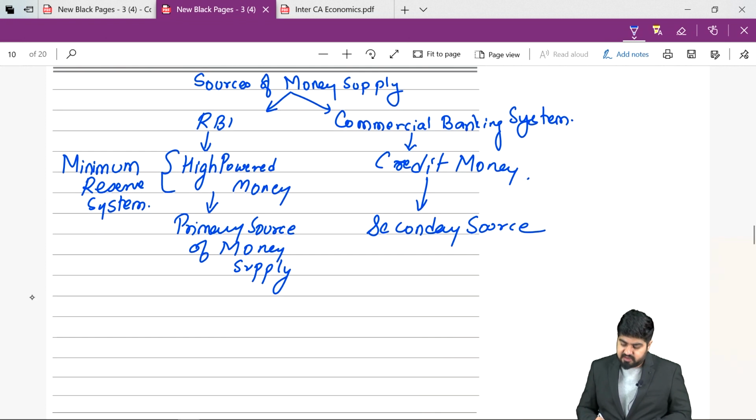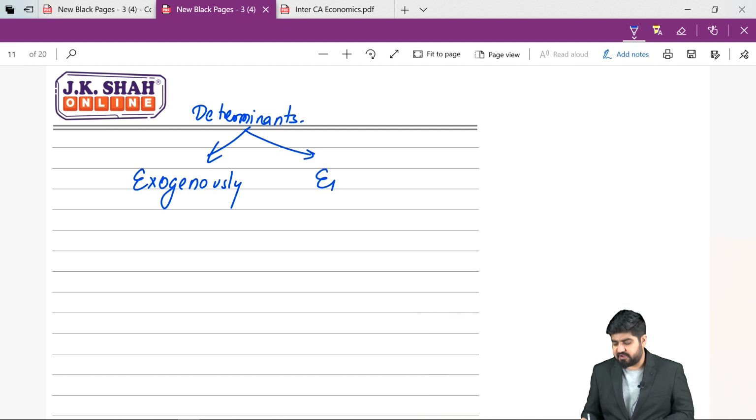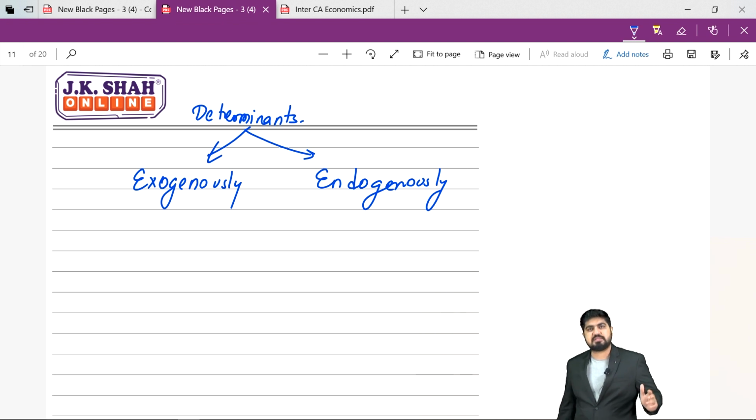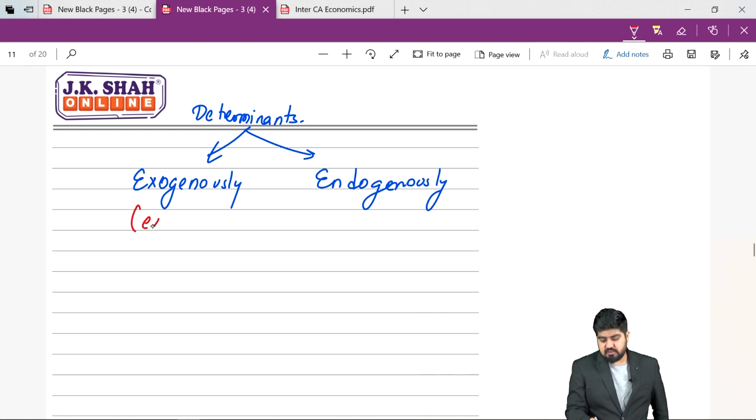However, there are determinants also. Now, when I say determinants, there are two determinants. Money supply will be affected either exogenously, or it will be affected endogenously. Now, what do you mean by endogenous and what do you mean by exogenous? So, exogenous are nothing but external factors. I repeat, these are external factors, and endogenous will be internal factors.